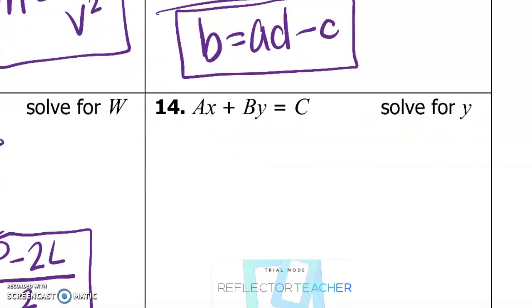For 14, we need to get this y by itself. So first we need to get rid of the entire a times x. Anytime you need to get rid of an entire term, move it to the other side, you have to add or subtract. So we would subtract ax from both sides.